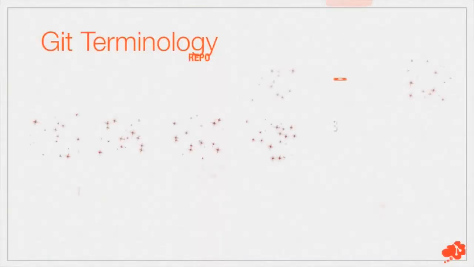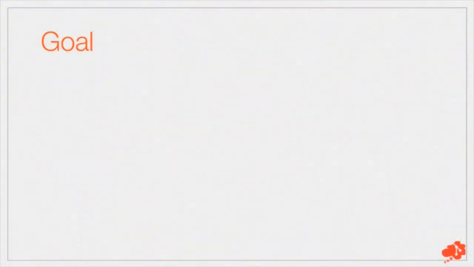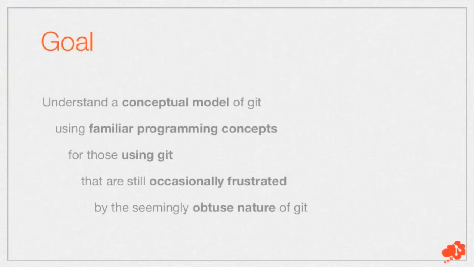When I started using Git, I was faced with a lot of terminology. Some of it I understood, but some of it really didn't make any sense to me. And I found that as I started using Git, I got a little more confused until I spent quite a bit of time with it and did a lot of studying on my own. Seems like it shouldn't be that hard, so the goal of this video is to help you build a conceptual model of Git using concepts you're already familiar with that make day-to-day use of Git seem a little less mysterious and obtuse.